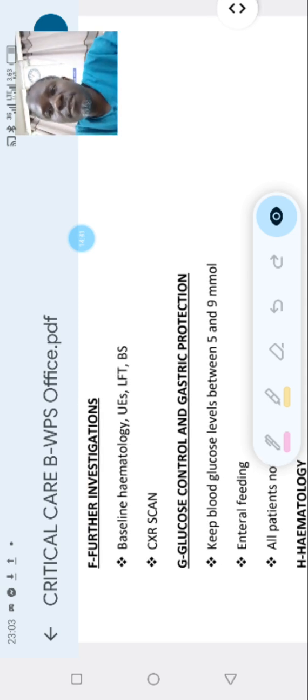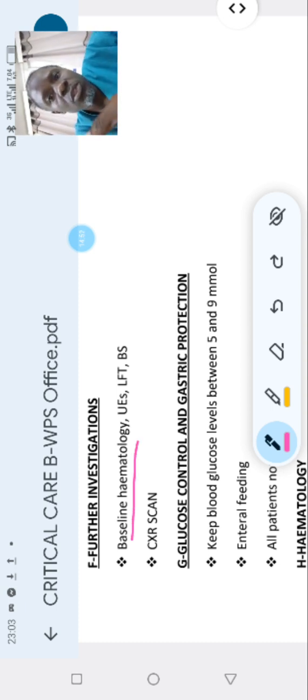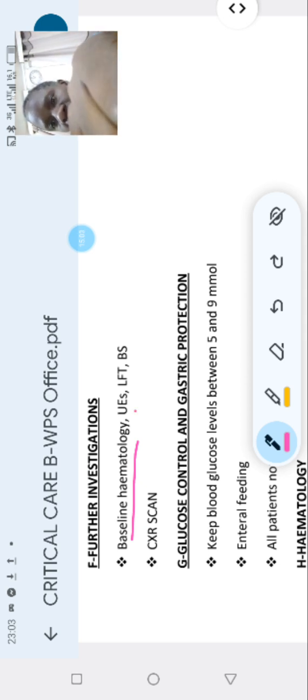F is called further investigations. So under investigations, what do you do here? You need to do a baseline hematologic examination. This is under hematology. You do HB. You can also do a white blood cell count and differential. So you can do a lot under hematology. You can also do the urea and electrolytes.